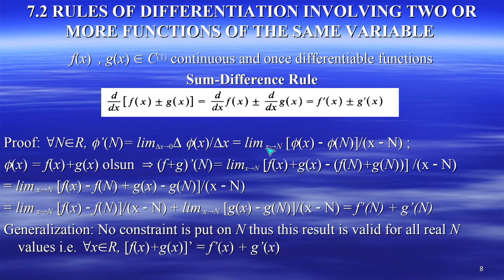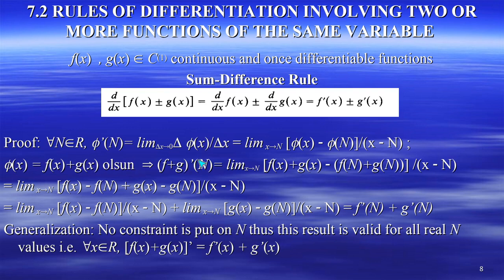Or we can also express it as the limit when x goes to n of phi of x minus phi of n over x minus n. The formula we know. So instead of phi of x, we replace it with f of x plus g of x. If we want to prove it for f of x minus g of x, then we will replace phi of x with f of x minus g of x, whatever we want to prove. So phi of x is a general function. It's like a dummy function where we put inside the expression we want to prove. So phi of x is f of x plus g of x. Let's accept it as it is.